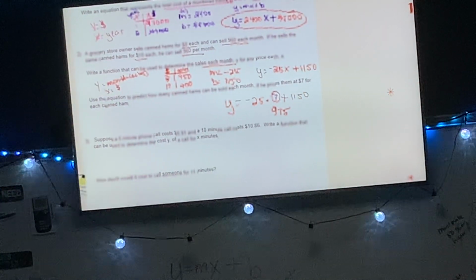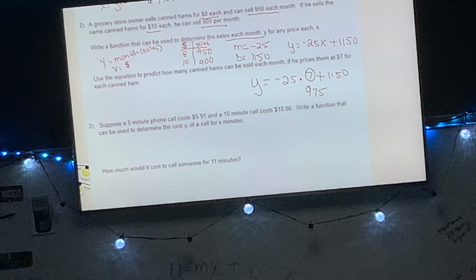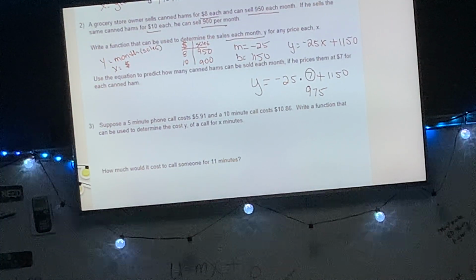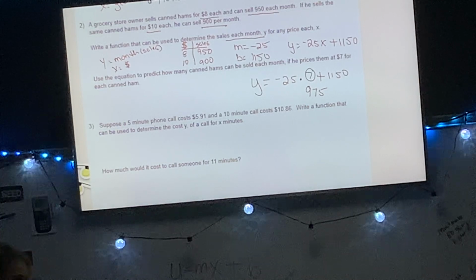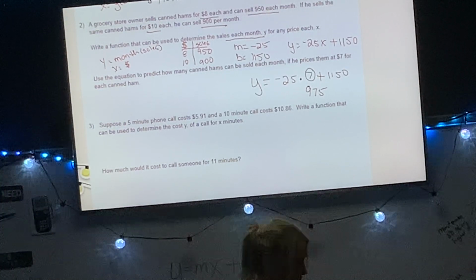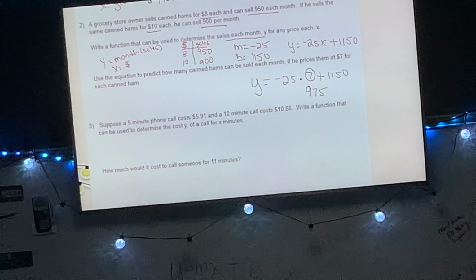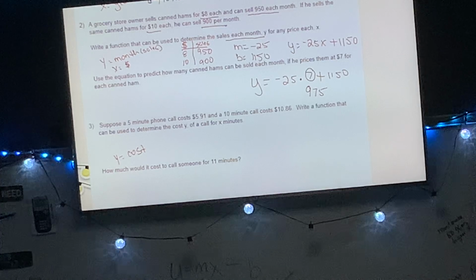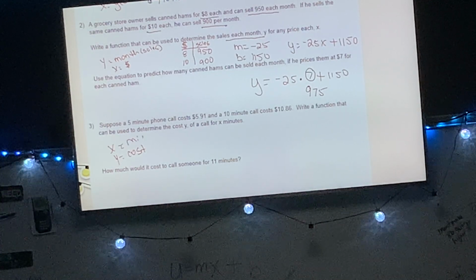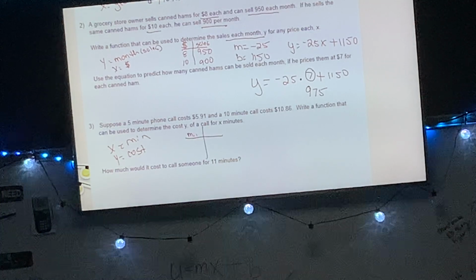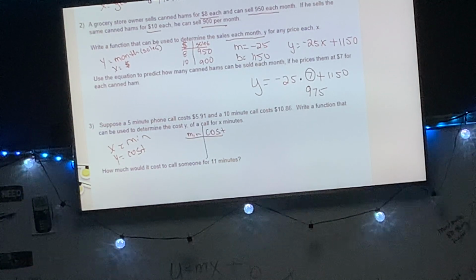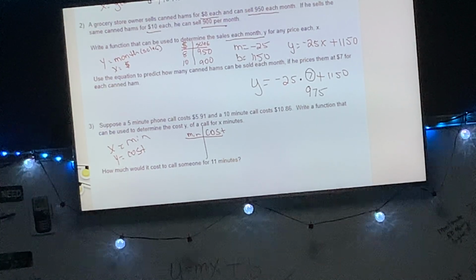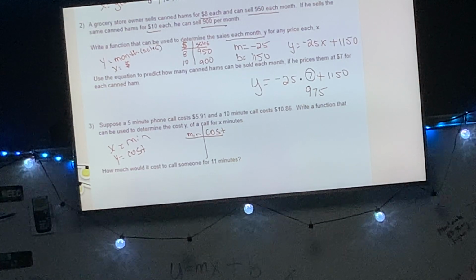Number 3. Suppose a 5-minute phone call cost $5.91 and a 10-minute call cost $10.86. Write a function that can be used to determine the cost y. So y is my cost. You can put a dollar sign, I don't care. And x is minutes. So I have minutes and cost, or you can put minutes and a dollar sign. I don't care, whatever you understand cost to mean.